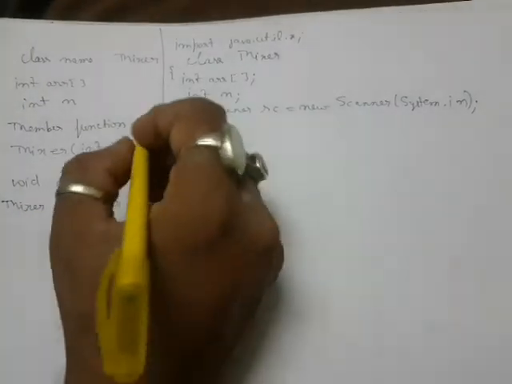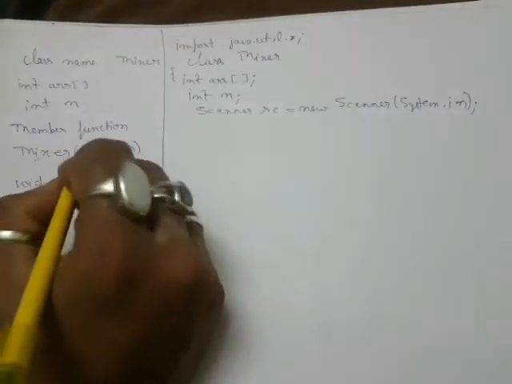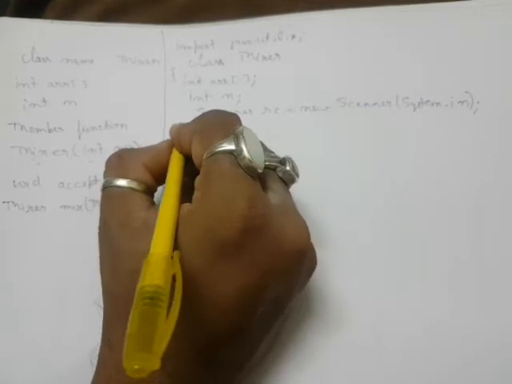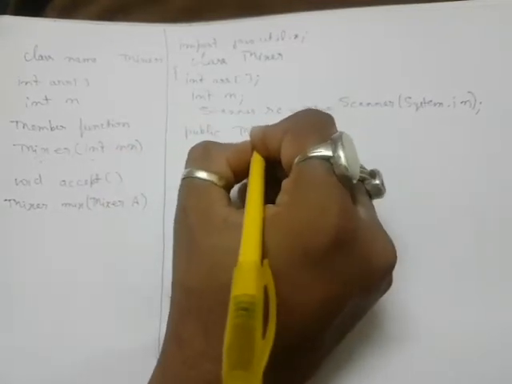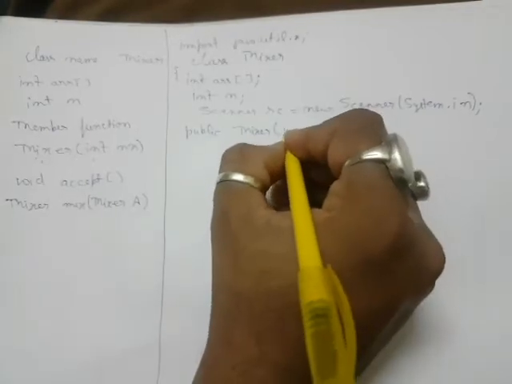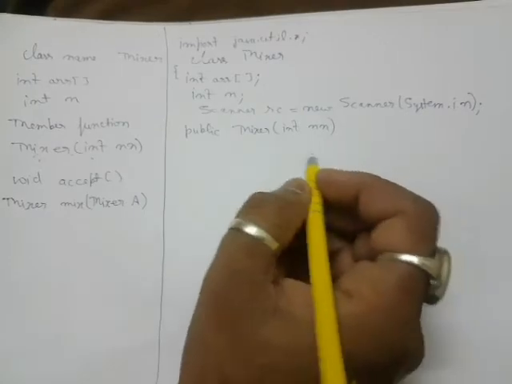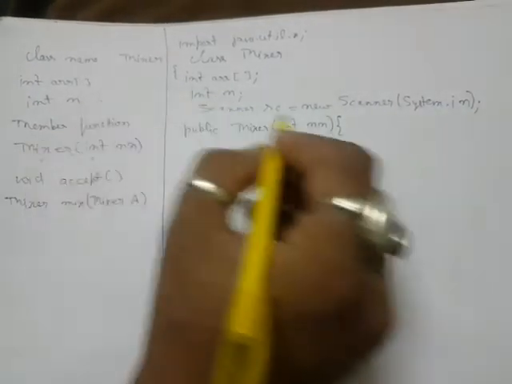Is that clear? After that, I have this function mixer, member function I am talking about, mixer. That's a constructor. So straight away I write public mixer. Then we have int nn as the parameter. Alright. And its job is to initialize the n with nn.